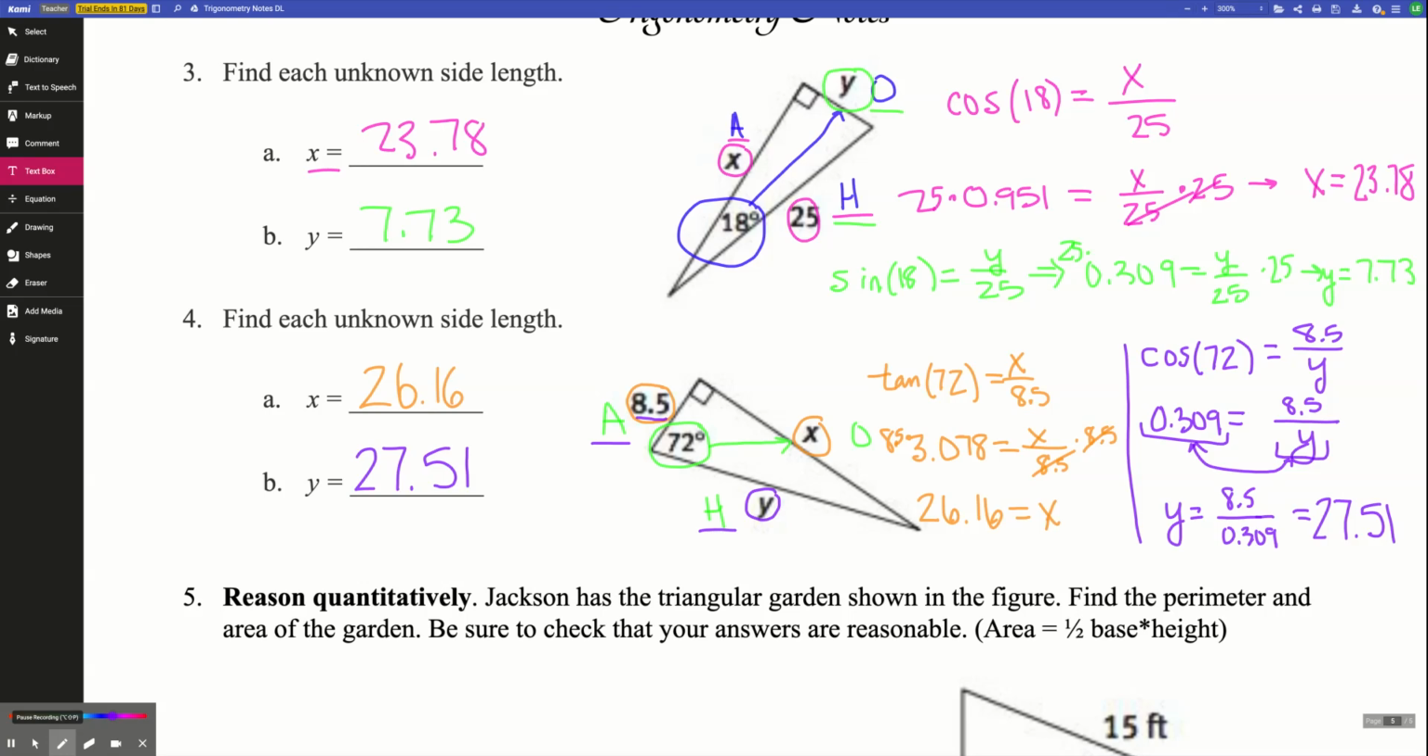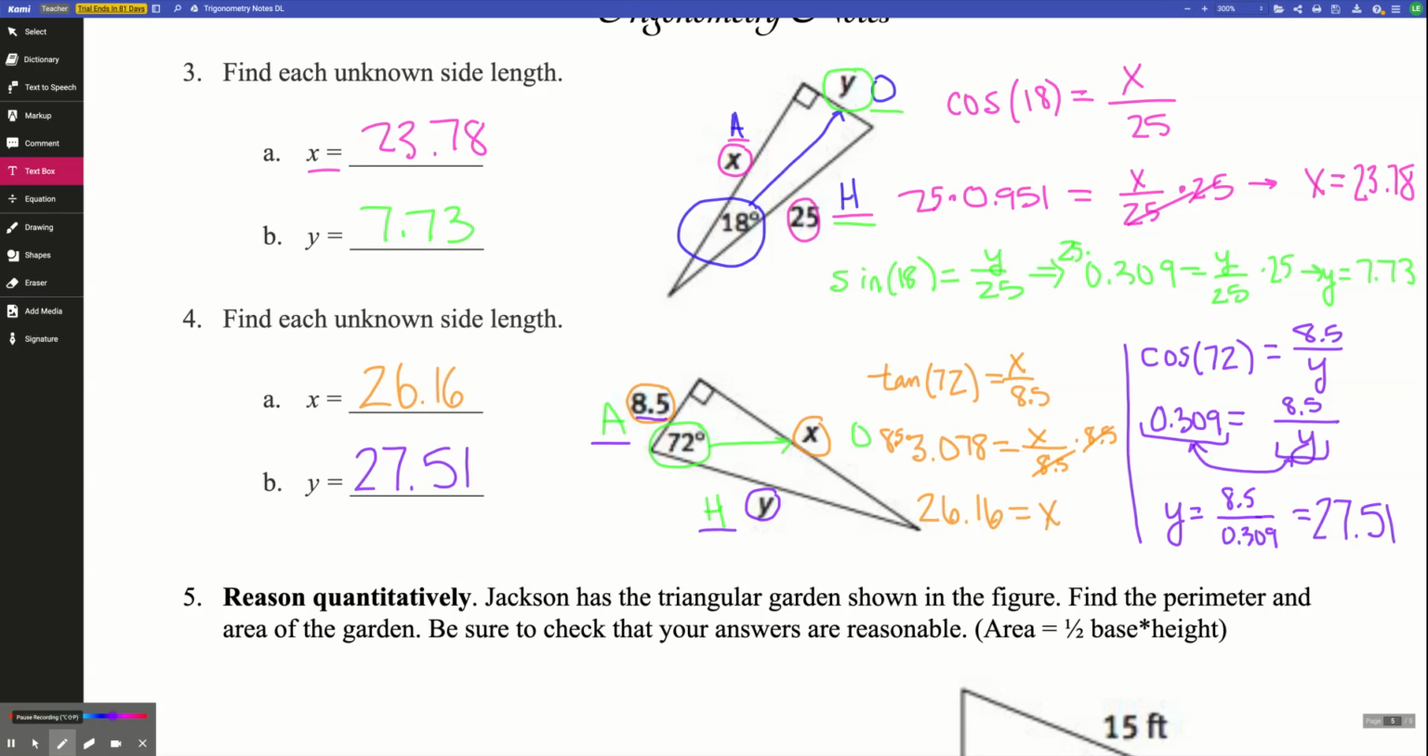So for number 4, 72 is the angle that I used. If you go ahead and label it, the x is your opposite side, the 8.5 is your adjacent side, and then y is the hypotenuse. So I went ahead and found x first. If I'm looking for x, I'm going to use O and A. So that's tangent. So tangent of 72 equals x over 8.5. And then I followed the exact same process that I did in the other 2 parts of the previous problem. Okay. And I ended up getting that x was 26.16 if you round to 2 decimal places.